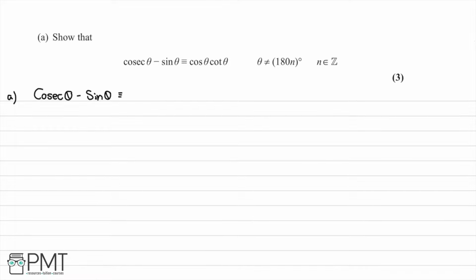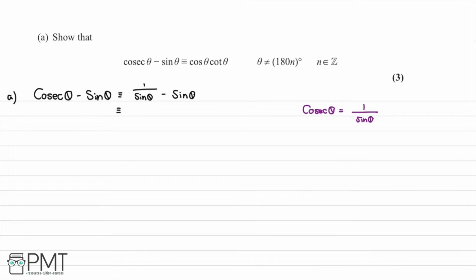and we'll now write down our first trig identity. So we know that cosec of theta is going to be equal to 1 over sine theta. So that is our first trig identity, which is going to be useful here. So we can therefore rewrite this. This is going to be equivalent to 1 divided by sine theta minus sine theta.